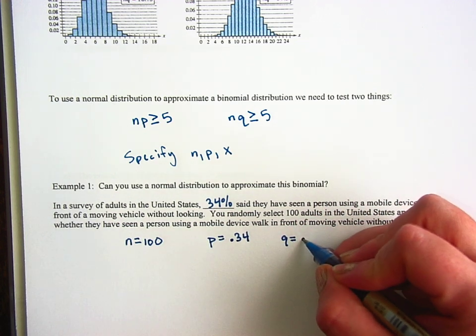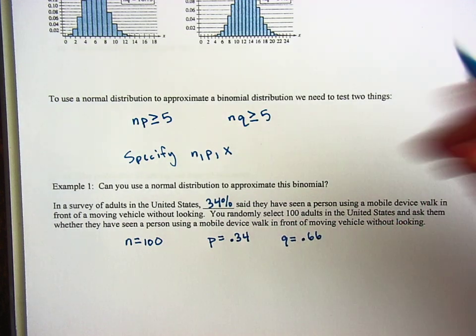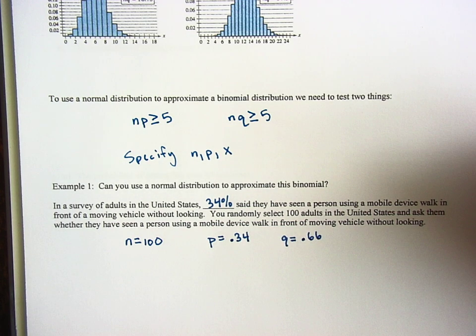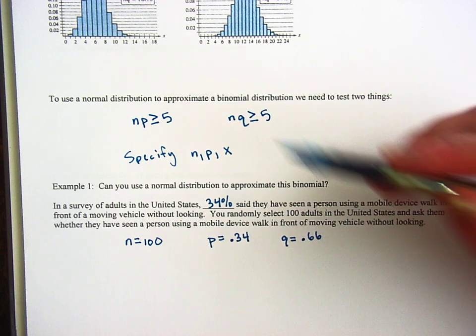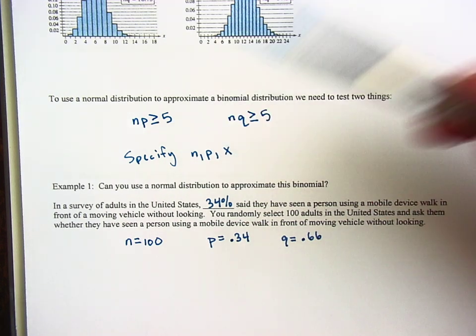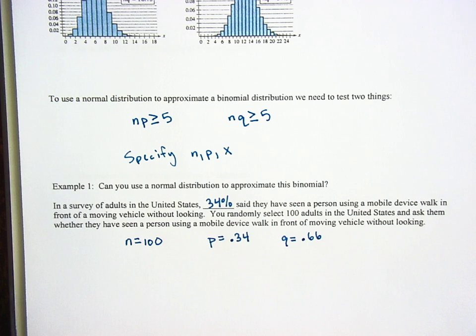So your probability of failure would be 0.66, which is just 1 minus 0.34. So we have n, p, and q, so we know it's binomial. And then we have to check, does n times p, is that greater than or equal to 5? And is n times q greater than or equal to 5?